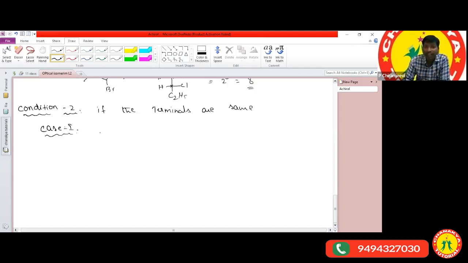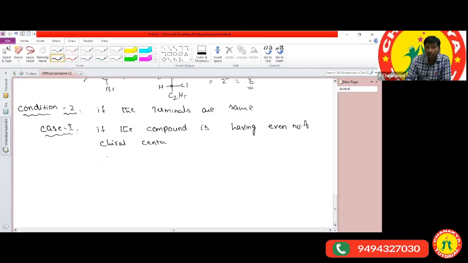Case 1: if the compound is having an even number of chiral centers. If it has an even number of chiral centers, let us see now.